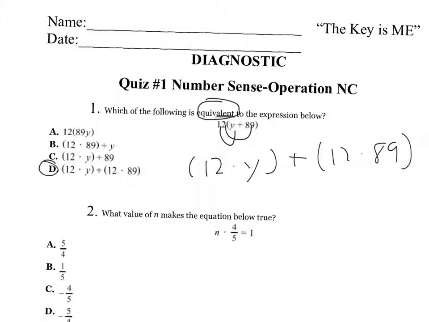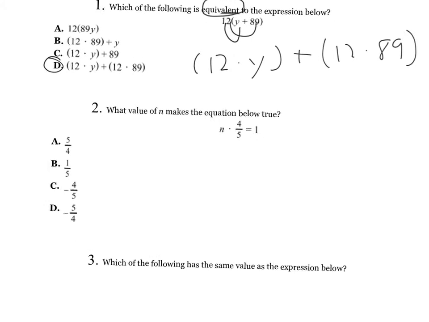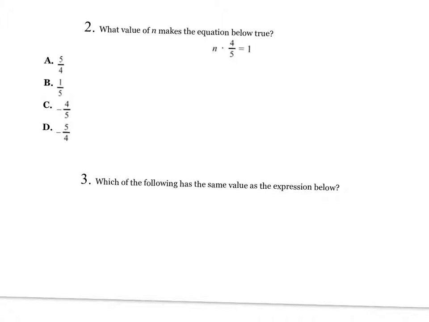Now moving on to number 2. Number 2 states, which value of n makes the equation below true? I have n times 4 over 5, which equals 1. So what I have to do is figure out the value of n to multiply 4 over 5 to equal 1. Well, I know that 4 over 5 is a fraction. So I know when I have fractions, in order for a fraction to be whole, the same number on the numerator has to be the same as on the denominator. Or in other words, the number on top and the number on bottom have to be the same.